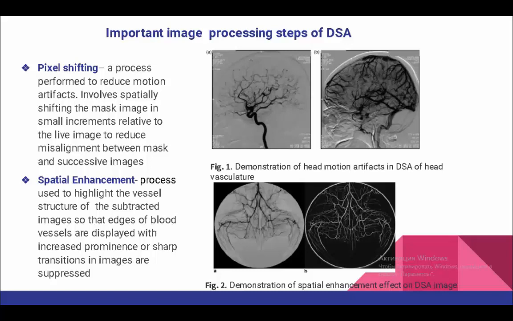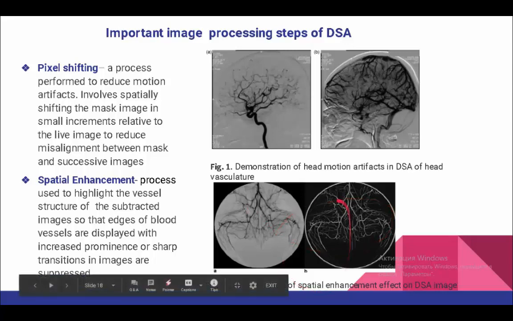The second image processing step is called spatial enhancement. The thing is, when we are subtracting images, the signal to noise ratio decreases substantially, and this spatial enhancement is performed in order to highlight the vessel structure of the subtracted images, so that the edges of the blood vessels are displayed with increased prominence. You can see from this image how it is performed and its effect.